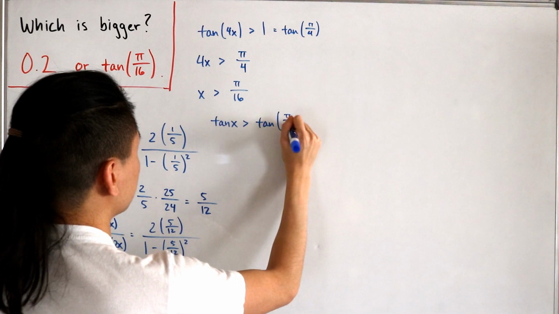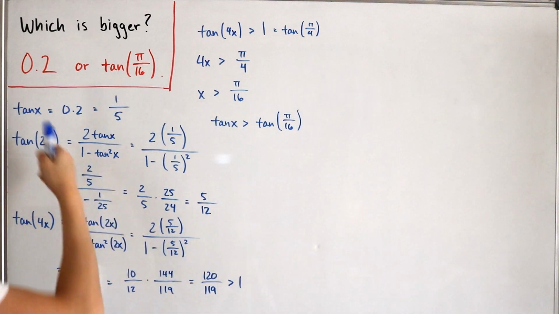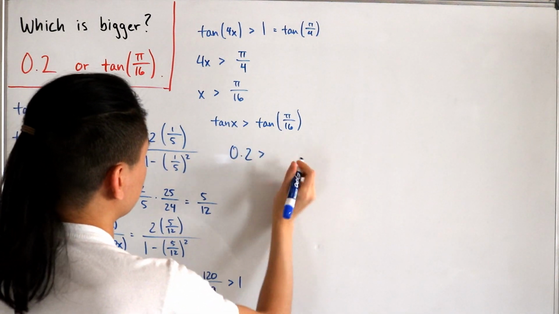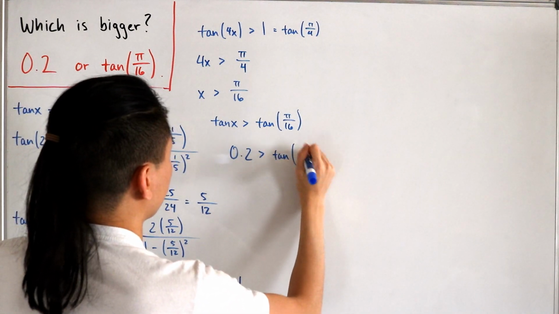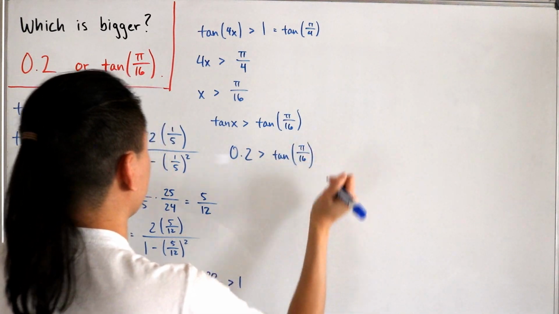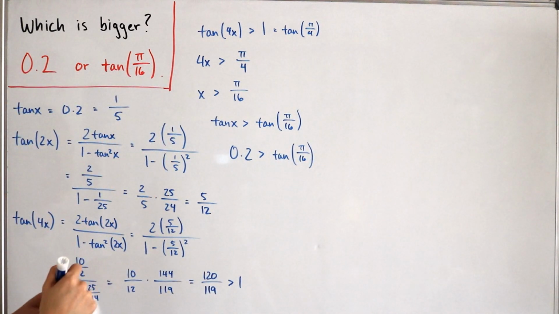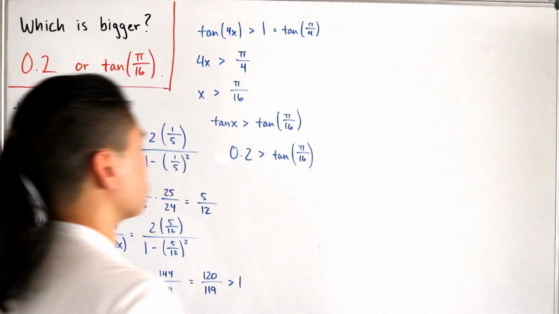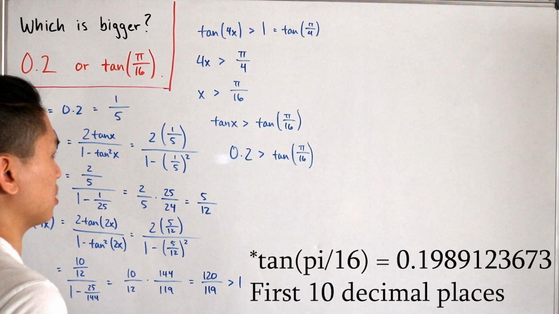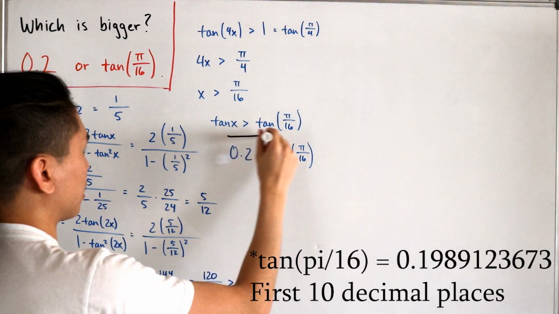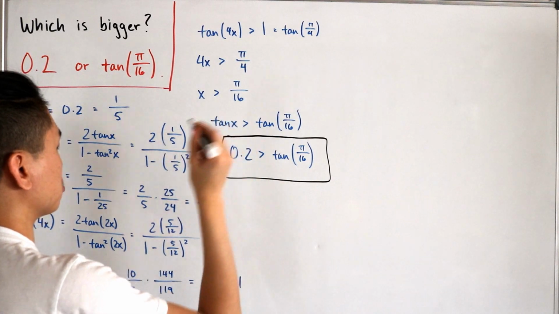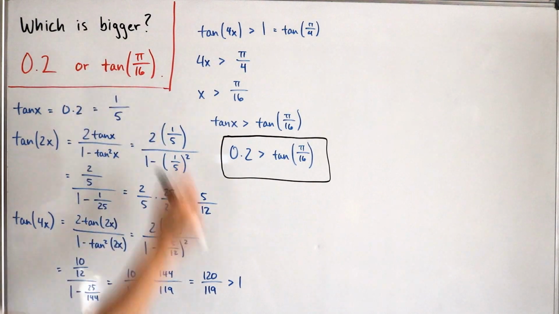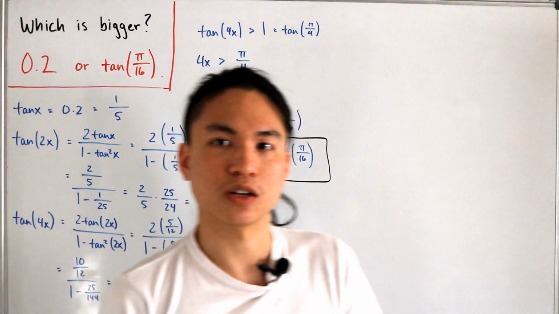pi over 16. We just do the substitution, because we said that tangent x was equal to 0.2 or 1 over 5. And so we see that 0.2 is indeed greater than tangent of pi over 16. And if you notice, tangent of pi over 16 can be numerically evaluated as 0.19. I know there are more decimal expansions, I don't remember them, but obviously that's what it comes down to. But we have shown this without any usage of any devices or calculators to determine which of the two numbers is larger. So there you have it. That's pretty cool if you ask me.